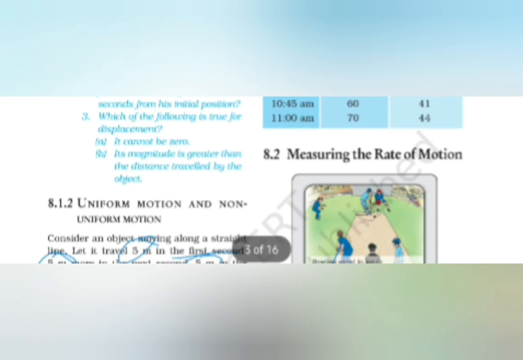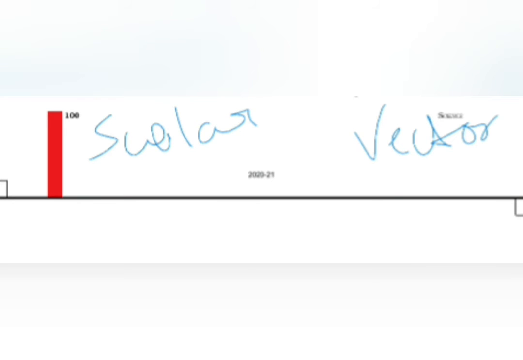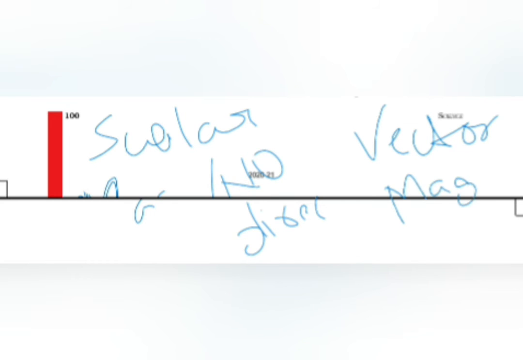Now let us look at what we mean by scalar and vector quantity before starting speed. Now first see what we mean by scalar and vector quantity. Let us get to it. Now scalar and vector. Scalar quantity does not depend on direction. It has magnitude and no direction. Vector quantity has magnitude and direction both.